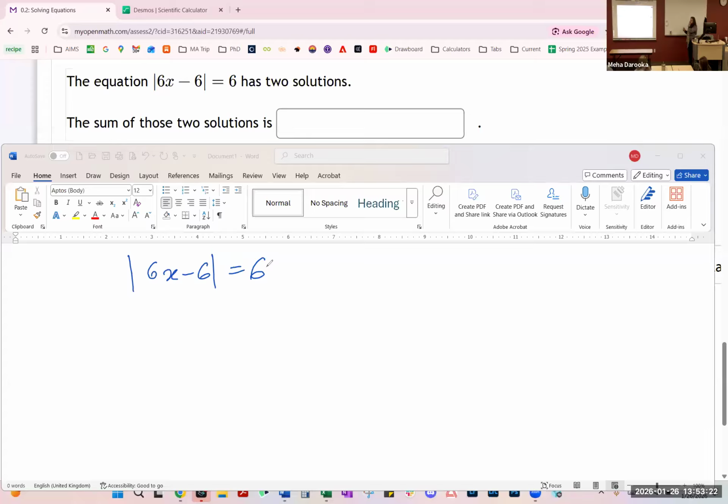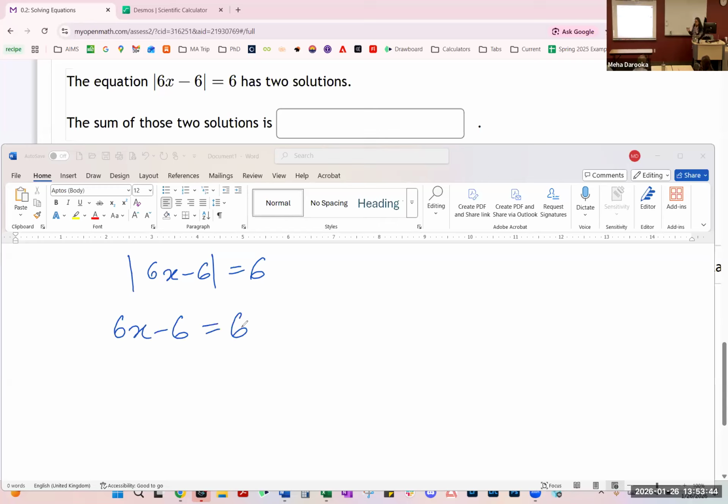So this is the scenario I was talking about. Because we don't know if the value of x is going to be on the positive side of the number line or on the negative side of the number line, we need to set this up as two different equations. So when you are solving absolute value equations, the first one will be 6x minus 6 equals 6.